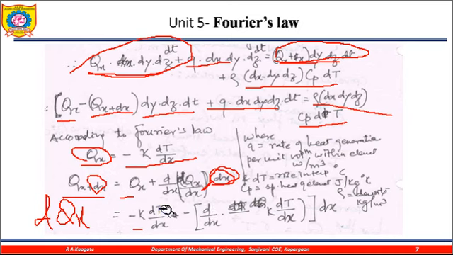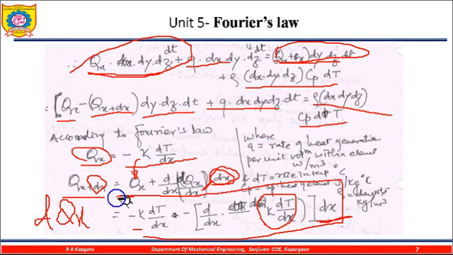Hence this is equal to minus k. This qx is equal to this value, put here this value, so minus k dt by dx, minus this value d by dx into, that is dq by dx, this one, that is k into dt by dx into x into dx. So this is the value for qx plus dx.